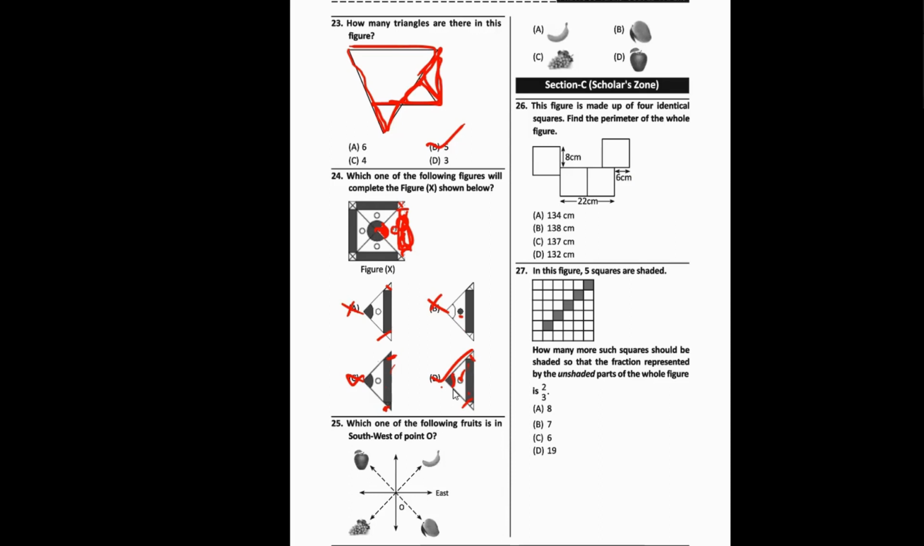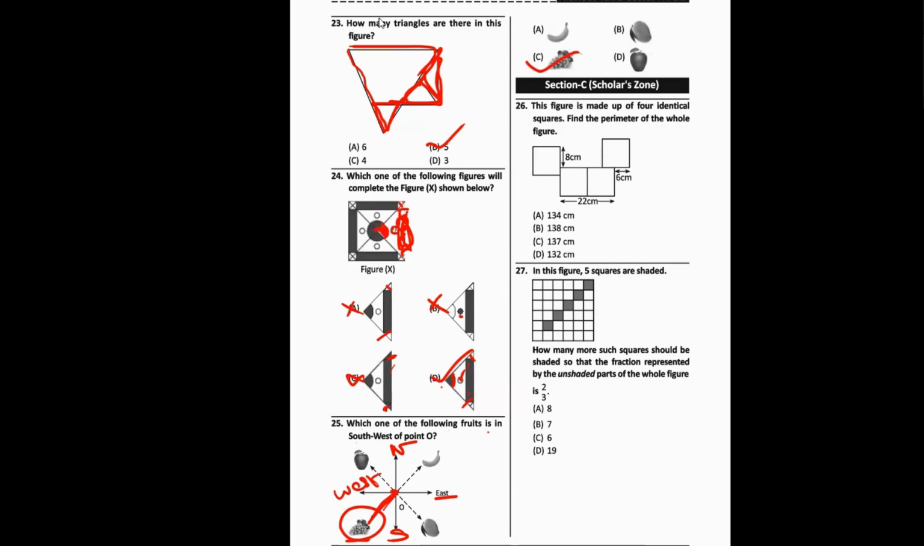Next, last question for this section. Which one of the following fruits is in the southwest? This is north. This is south, this is east, already given, this is west. So southwest is in between south and west. And grapes. So that's my answer, option C.